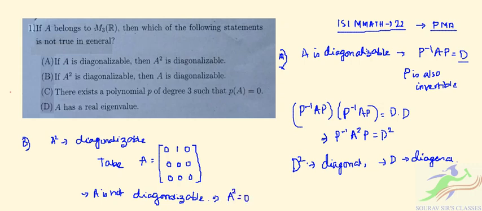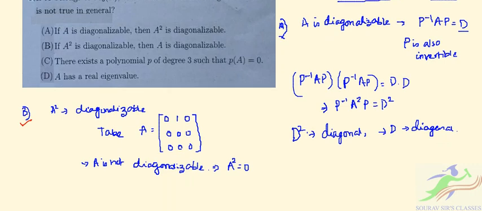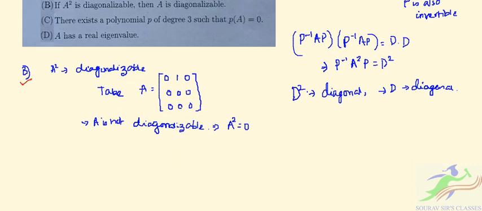So this option B is not true, in the sense that A square is diagonalizable, but A is not diagonalizable. So this is our incorrect statement. Let's check the other options also. In option C, there exists a polynomial P of degree 3 such that P(A) is equal to 0. This is true by the Cayley-Hamilton theorem.